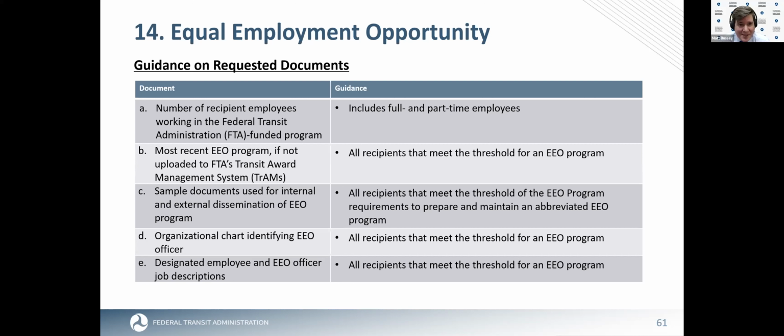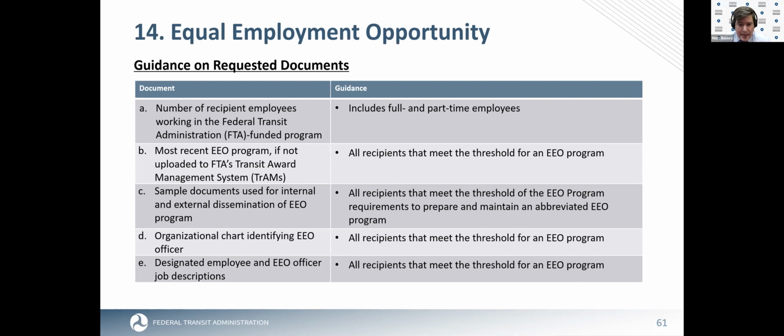For item D, the organizational chart identifying the EEO officer. Definitely provide that. You want to show that the EEO officer is, first of all, an executive and typically has a direct reporting relationship to your CEO.